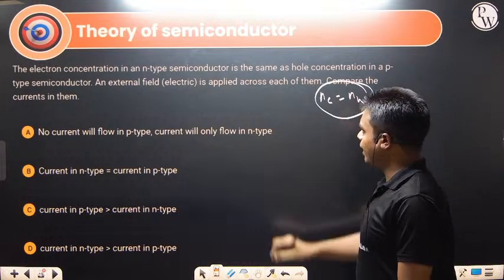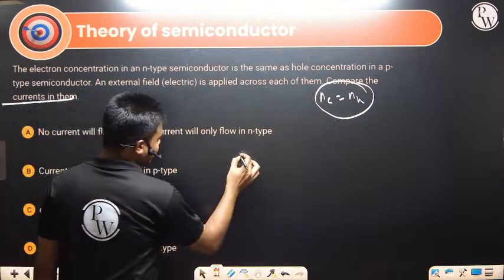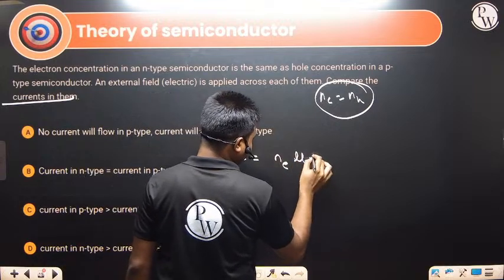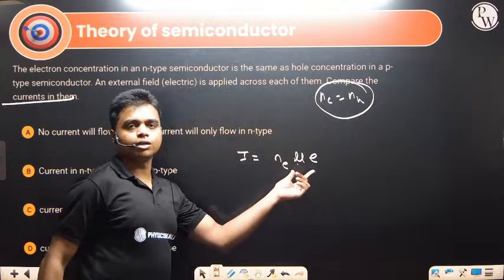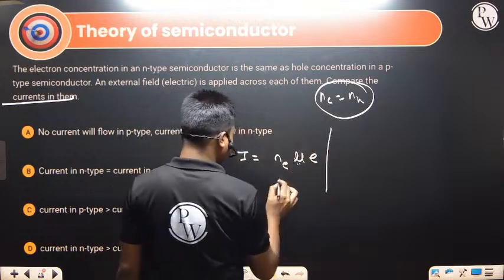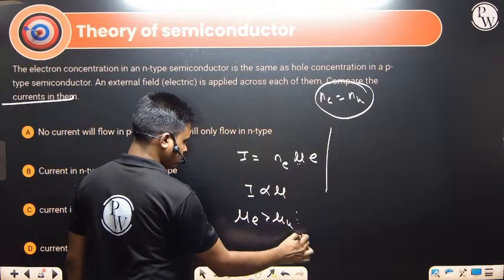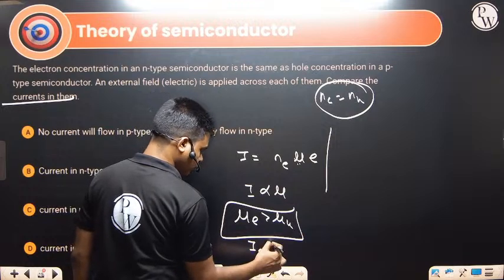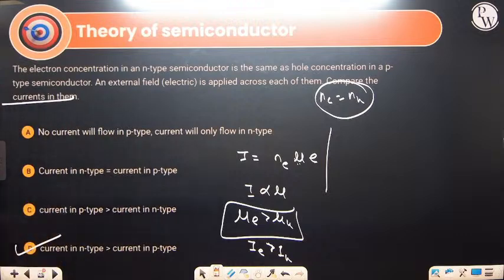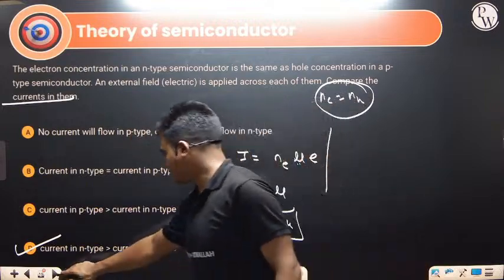Okay, fine. An external electric field is applied across each of them. Compare the currents in them. So I told you, current is because of Ne multiplied by mu multiplied by E, right? What is mu? Mobility. Both have the same charge, and the number is also the same. So I is proportional to mu. Whose mu is more? The mu of electrons is more than the mu of holes. So the current due to electrons will be more than the current in the holes. So current in n-type will be greater than current in p-type, because in n-type the current is mostly because of the electrons, and electrons have more mobility, right?